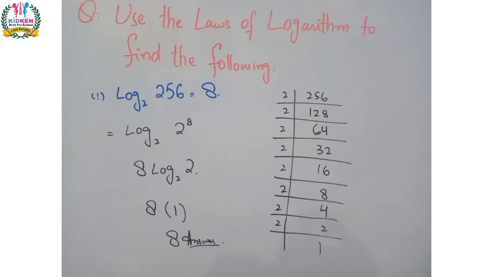Next question is use the laws of logarithms to find the following. With the help of laws of logarithm, you can solve these questions. Question number 1 is log base 2 of 256 equals to 8. We can take LCM of 256 first. After taking the LCM of 256, we have the solution 2 power 8. So we can write log 2 power 8. We can take log base 2 of 2 is equal to 1. So 8 multiplied by 1, we have answer 8.